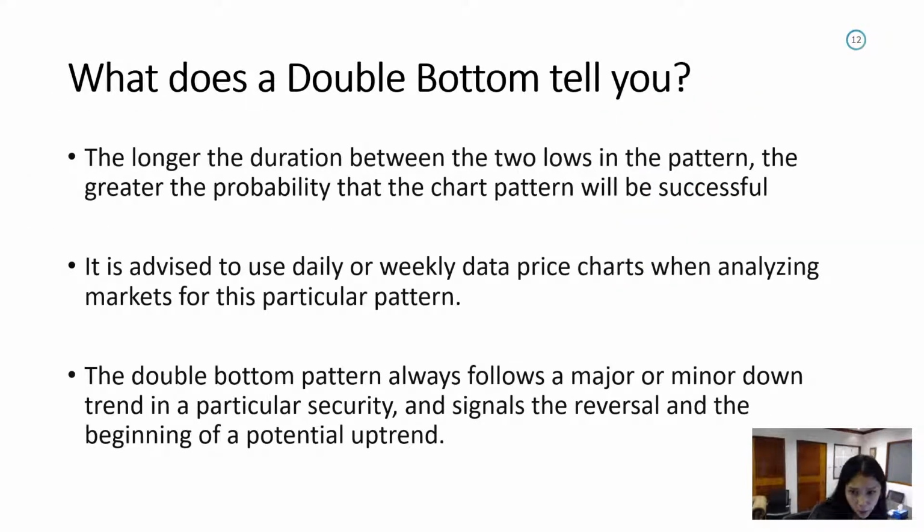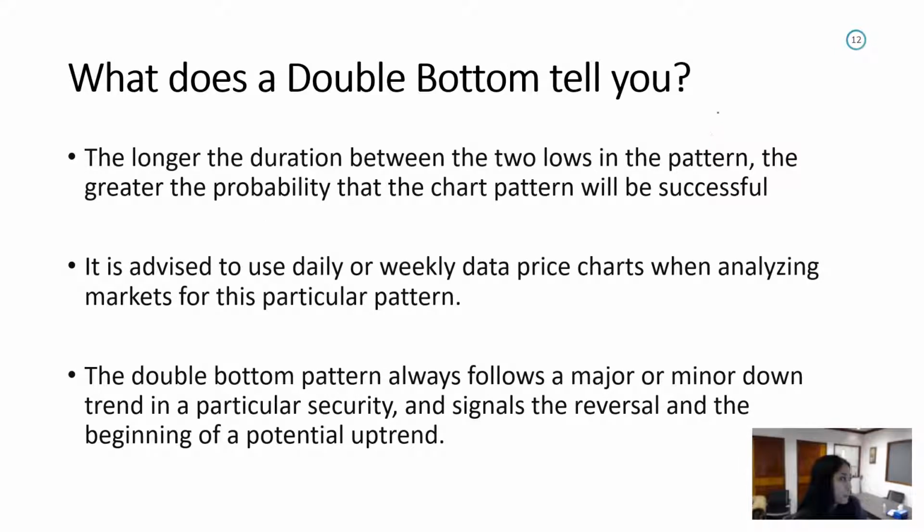What does a double bottom also tell you? The longer the duration between the two lows in the pattern, the greater the probability that the chart pattern will be successful. So at least a 3 months duration is considered appropriate for the lows of the double bottom pattern. So in order for the pattern to yield a greater probability of success, it is advised to use daily or weekly data price charts when analyzing markets for these particular patterns.